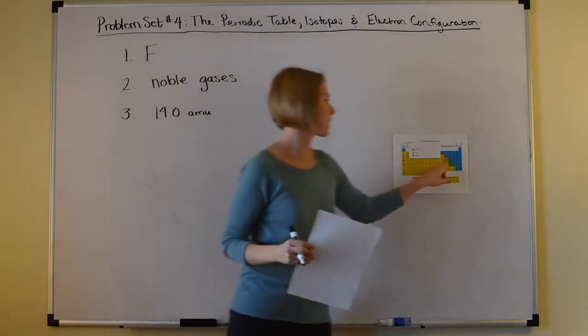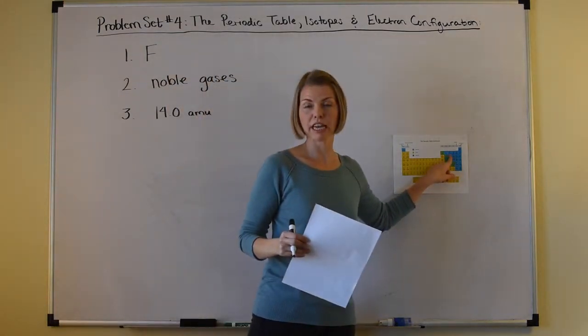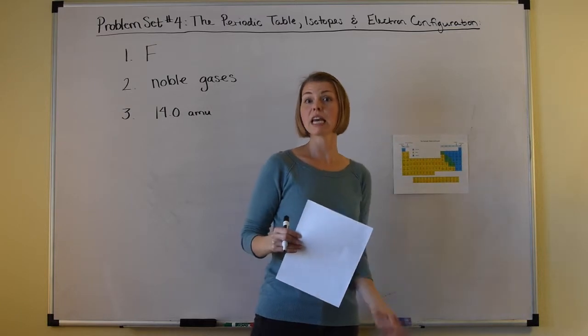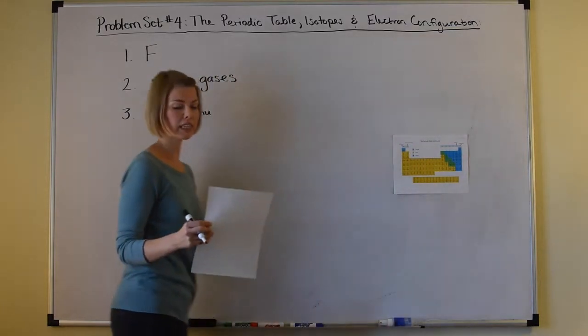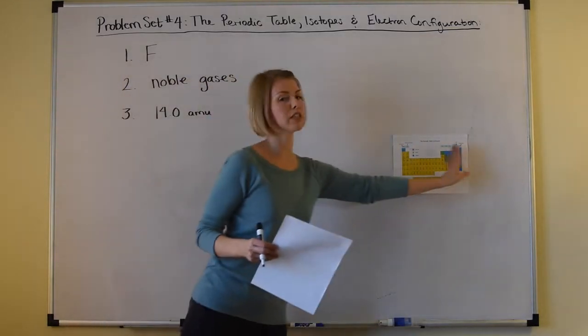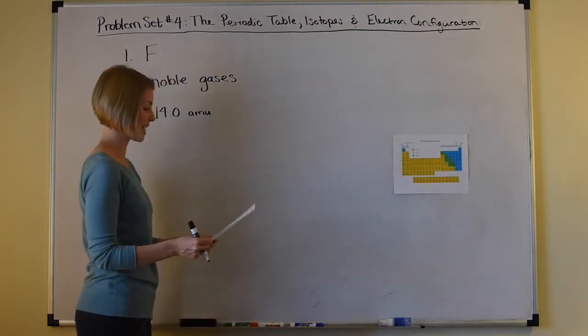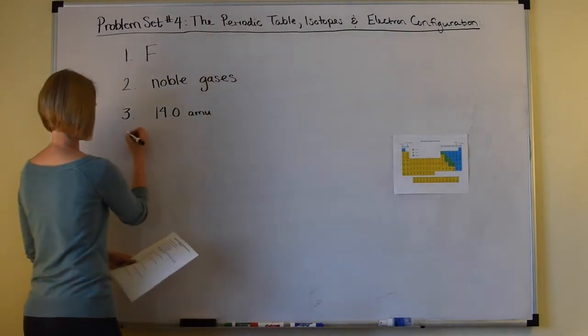On my periodic table, you may have a periodic table that goes out to more decimal places and has a little more precision. That's great. So record all the decimal places that your periodic table has. Mine just goes out to the 1.